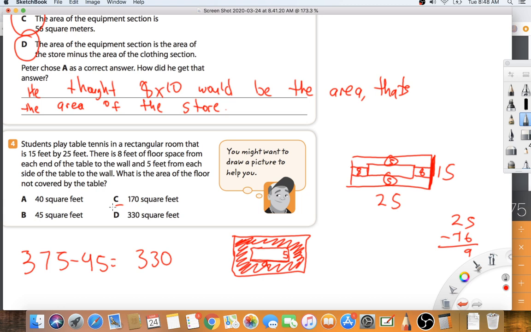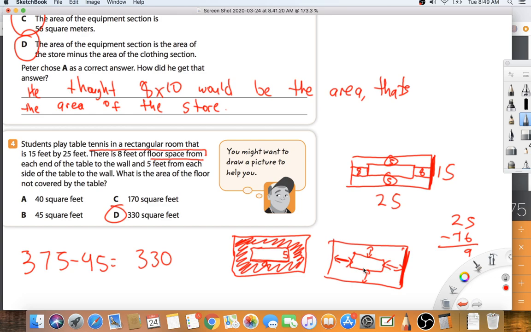That one's really confusing, people, but you're going to have a few questions that say 8 feet of space from each end of the table and 5 feet from each side. Meaning that they'll give you the area of the whole rectangle, but then you have to subtract how much space is between these two and how much space is between these two. And then for this height, you have to subtract how much it is from here to here, and then from here to here. It's a really complicated problem.